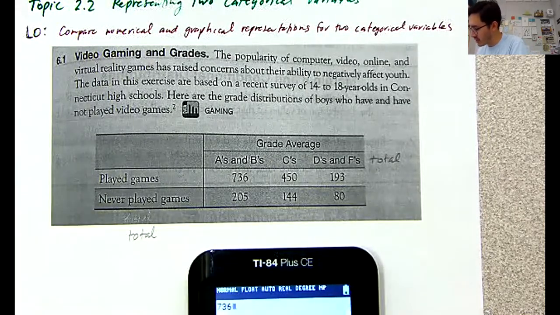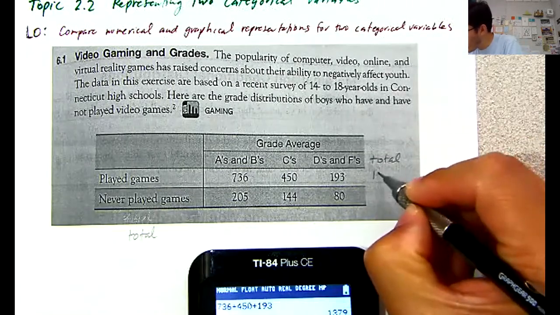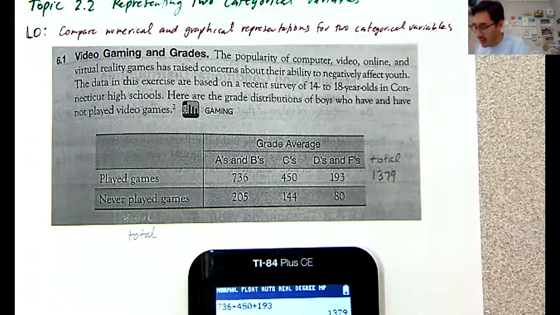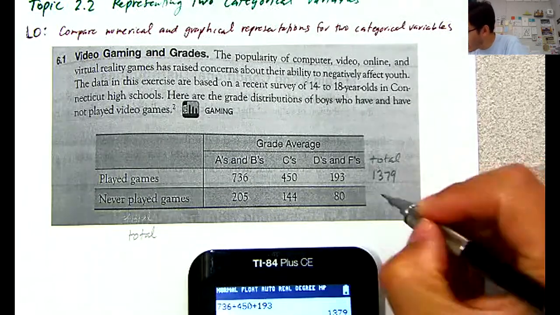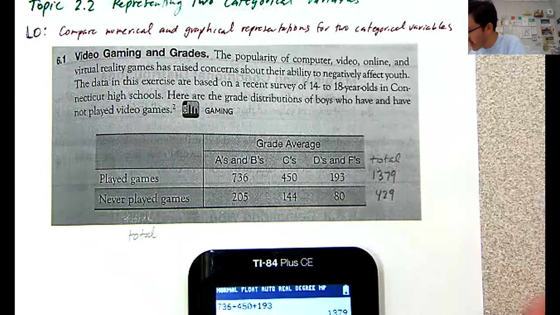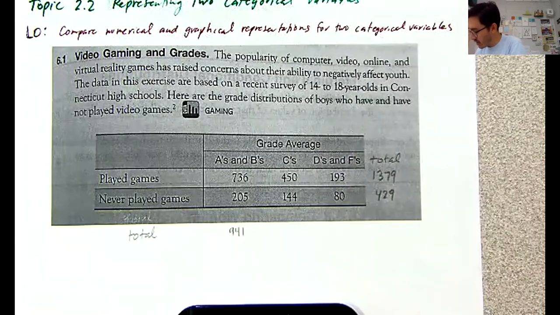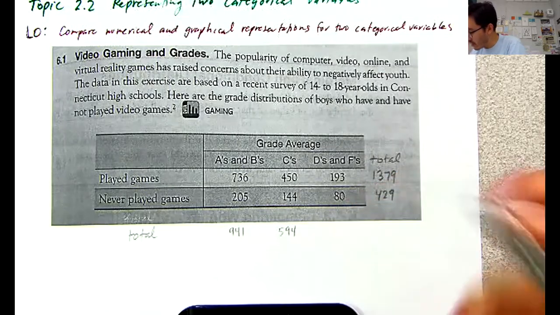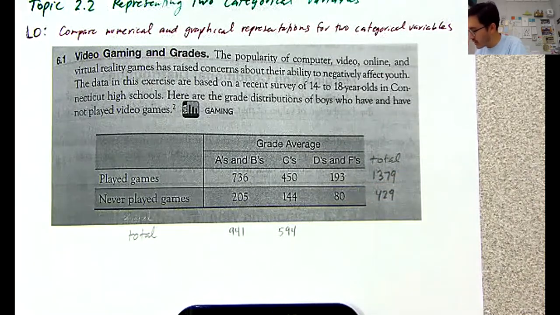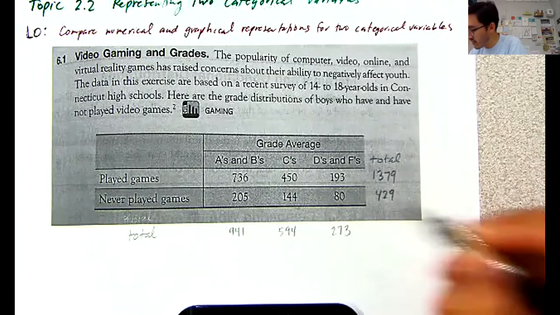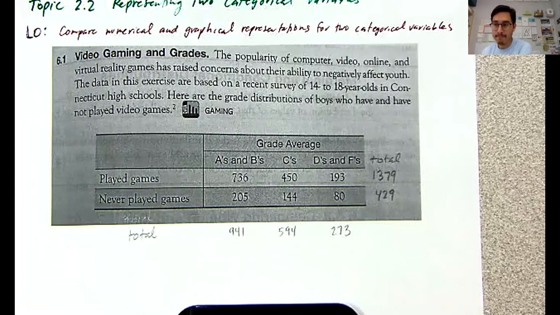736 plus 450 plus 193 is 1,379. 205 plus 144 plus 80 is 429. 736 plus 205, that's 941. 450 plus 144 is 594, and 193 plus 80 is 273.